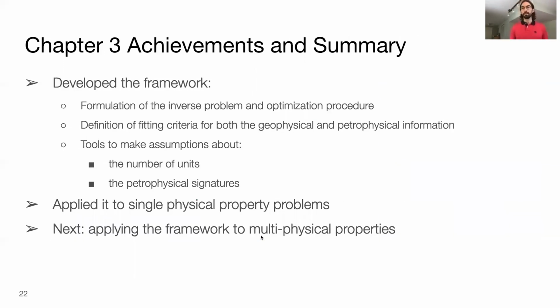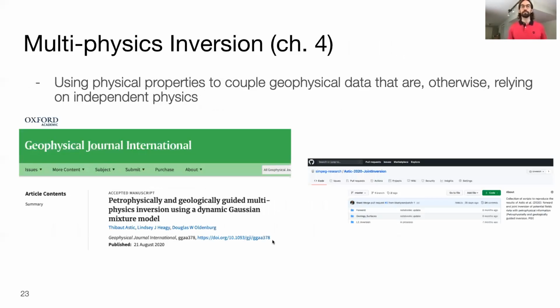So that summarizes the first papers. We've developed the PGI framework. We formulated it as 3 interlocked inverse problems, each with its fitting criteria, and it provides us tools that we didn't have before for making assumptions about either the number of units in the model or the petrophysical signature of the units. So far, I've applied it to single physical property problems, but the real power of that approach is that I can now use the physical property and geology information to make a joint inversion. And that's going to be the next chapters.